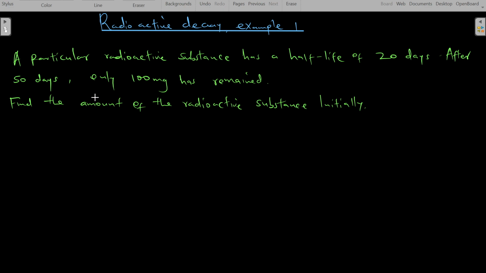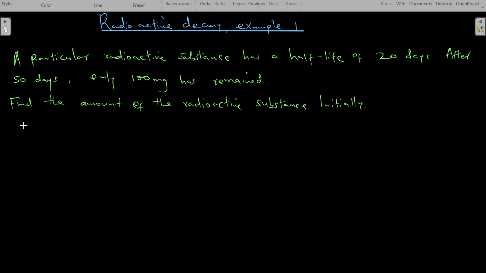Hello. We are tackling a question on radioactive decay. This is a second application of first order differential equations to these problems. A particular radioactive substance has a half-life of 20 days. After 50 days, only 100 milligrams have remained. Find the amount of the radioactive substance initially.